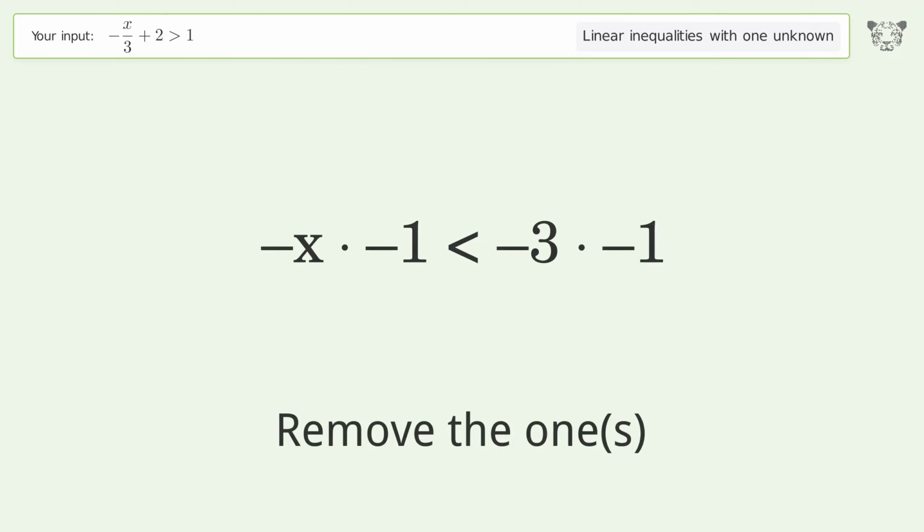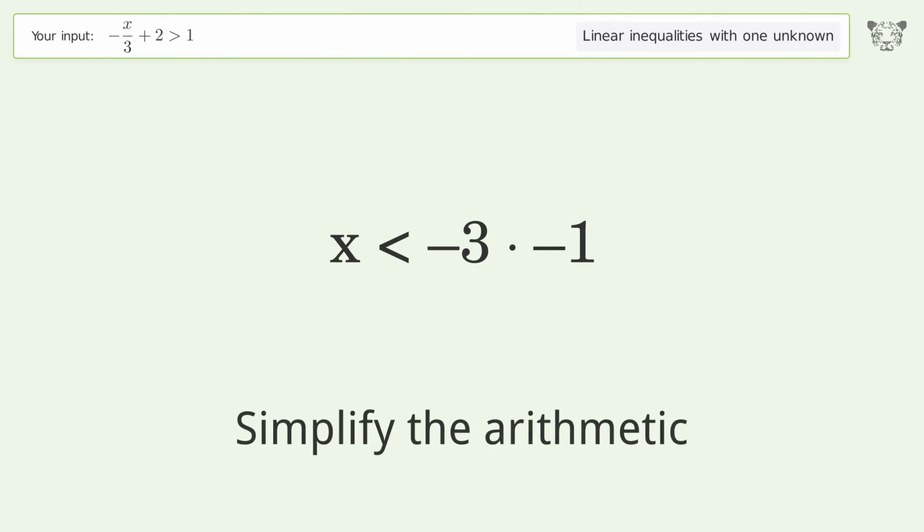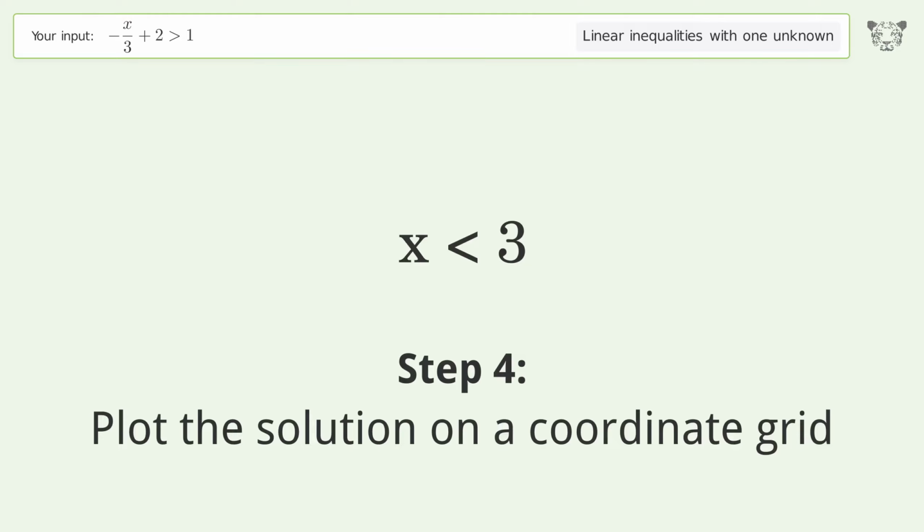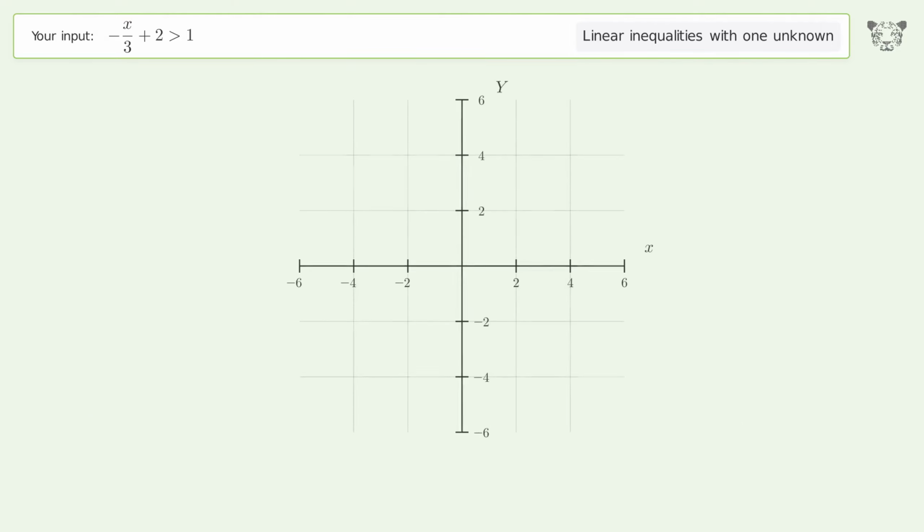Remove the ones. Simplify the arithmetic. Plot the solution on a coordinate grid. And so the final result is x smaller than 3.